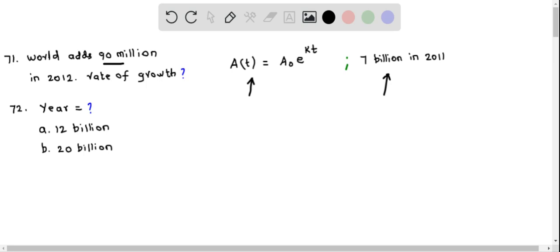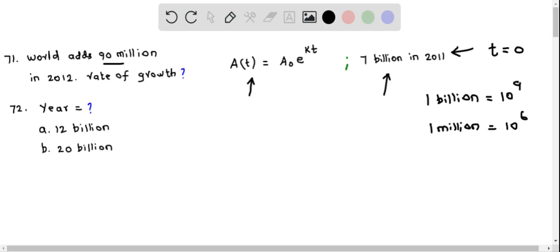So first, for this problem, we can consider 1 billion, which in exponent form we can write down as 10 power 9, as well as 1 million, which in exponent form we can write down as 10 power 6. We now consider the year 2011 as the beginning of the year. So that means we can consider that t equal to 0 represents the year 2011.